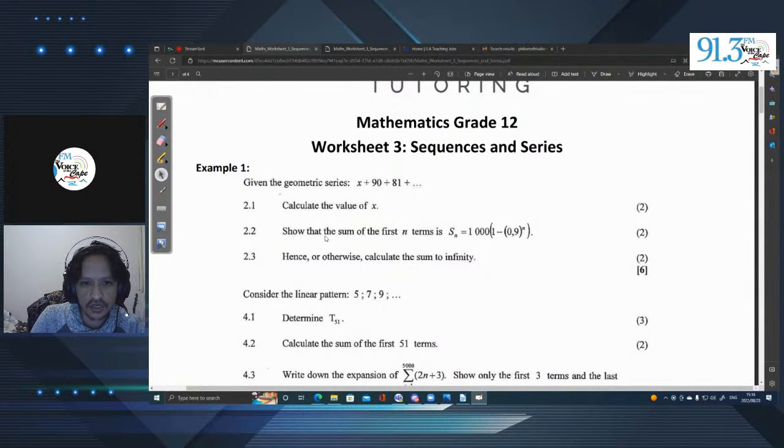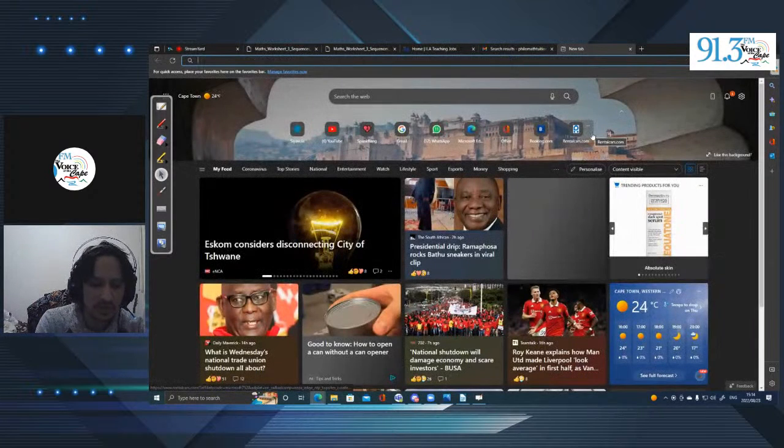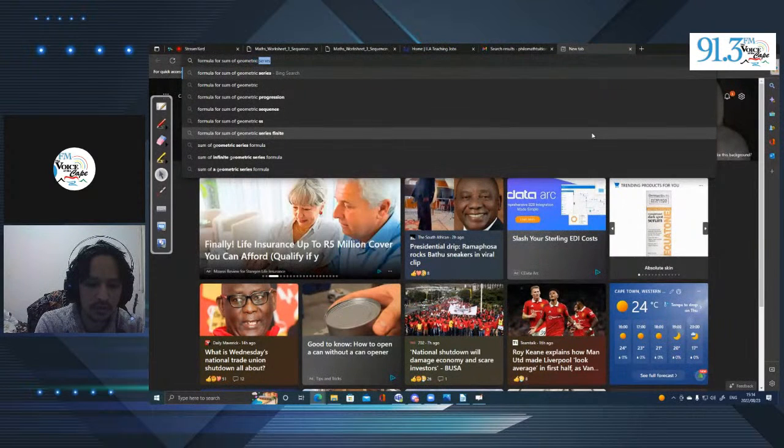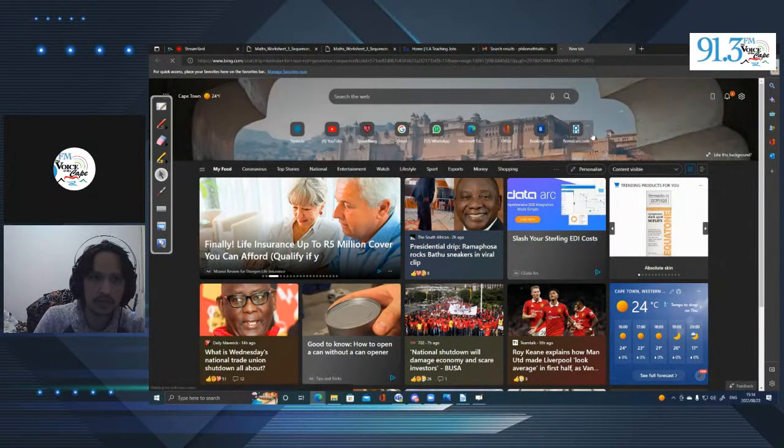Then 2.2: show that the sum of the first n terms is Sn equals 1,000 times (1 minus 0.9^n). Okay? So how do we go about this? Well, what we essentially need to do is find the formula for the sum of a geometric sequence, and this will be on your formula sheet in your exam paper. So if we go here, formula for the sum of, we'll just get it up quickly so you can see.